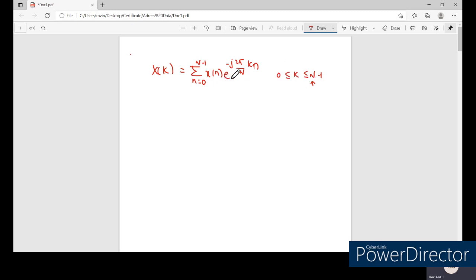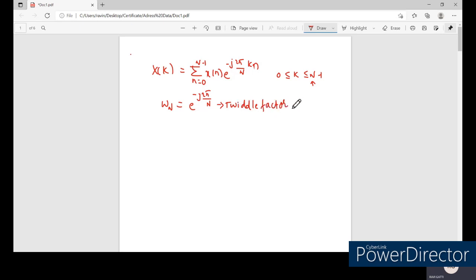Okay. So in order to simplify this expression, we are going to use one more important factor, and that factor we call it W_N, or it is also called omega_N, which is nothing but e^(-j2π/N), and this factor we call the Twiddle factor.